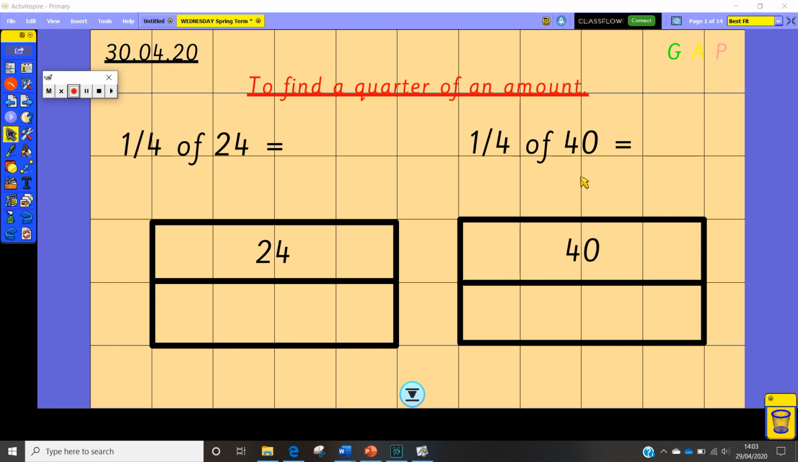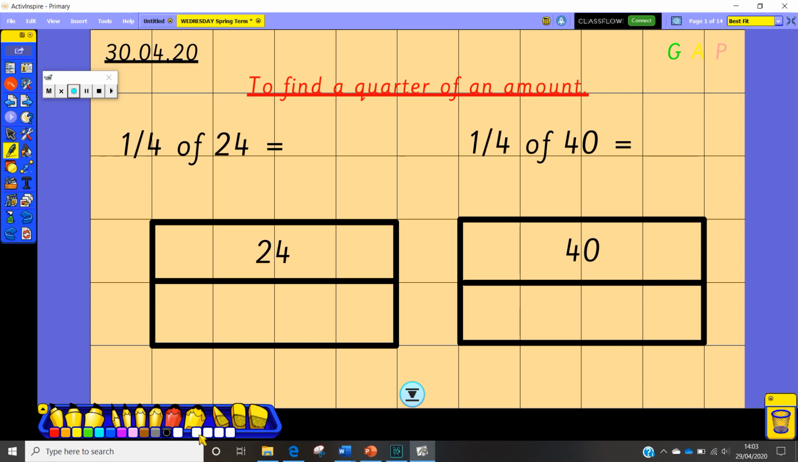To start with, we need to read the question, which is what we've just done here. Then we need to draw our bar model, which I have created here. There are some bits missing: I haven't split my bar model into quarters. So I'm just going to very quickly draw my lines. So I've got 1, 2, 3 and 4 parts for my 4 quarters here.